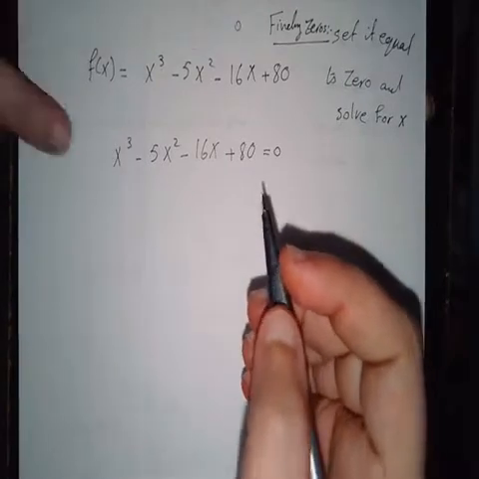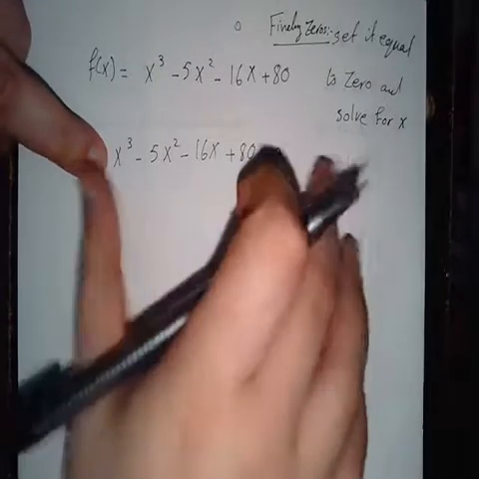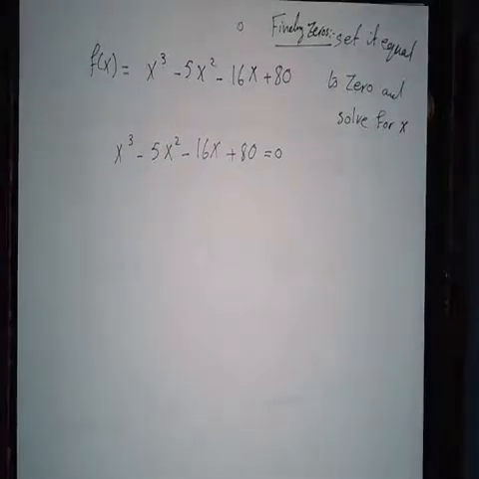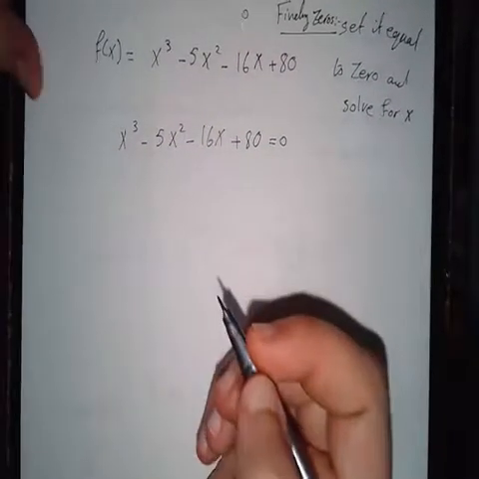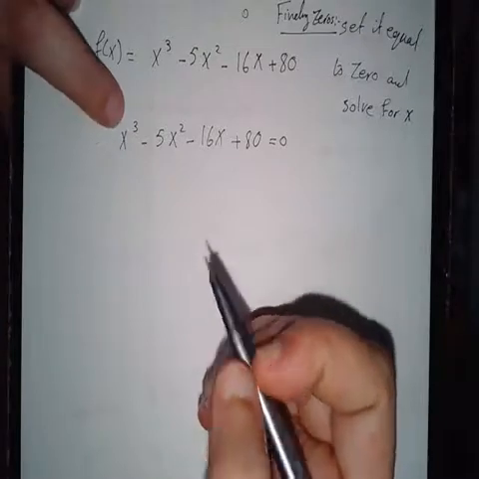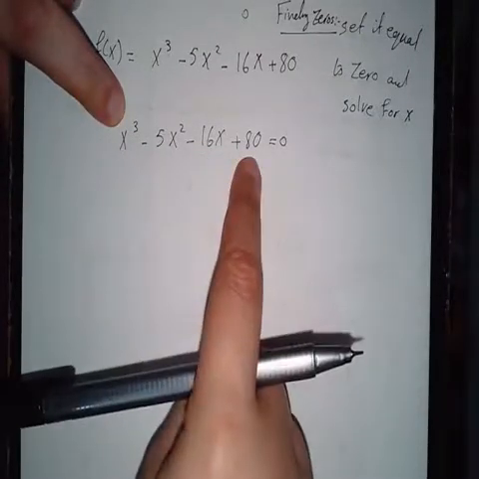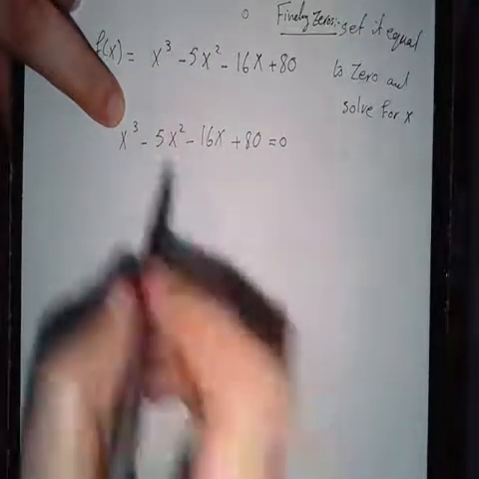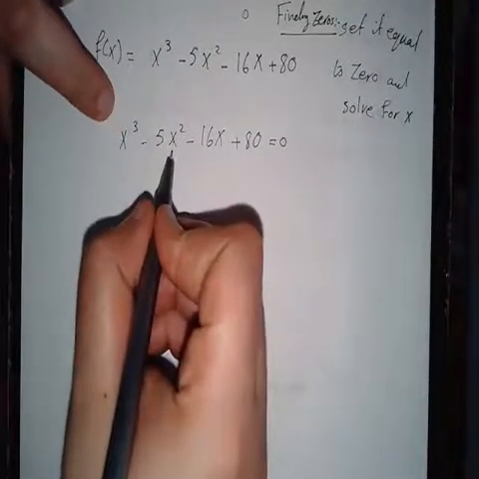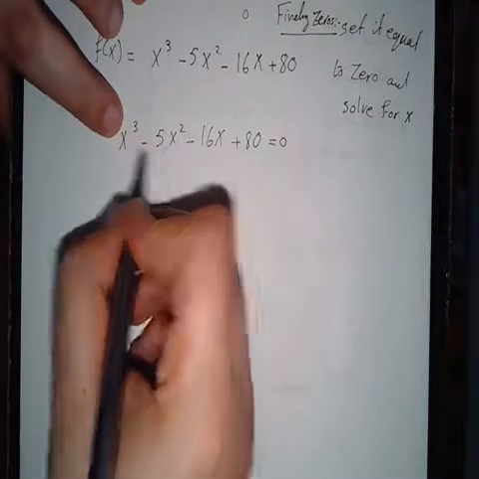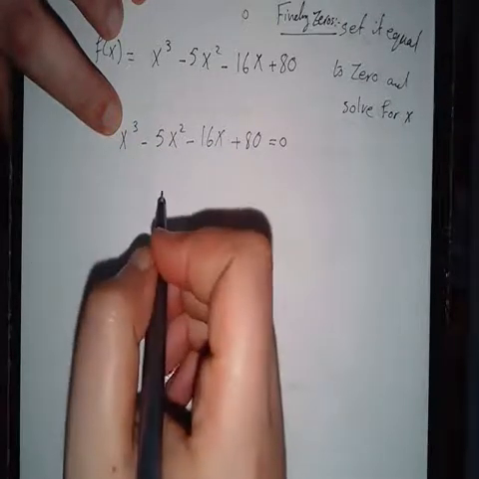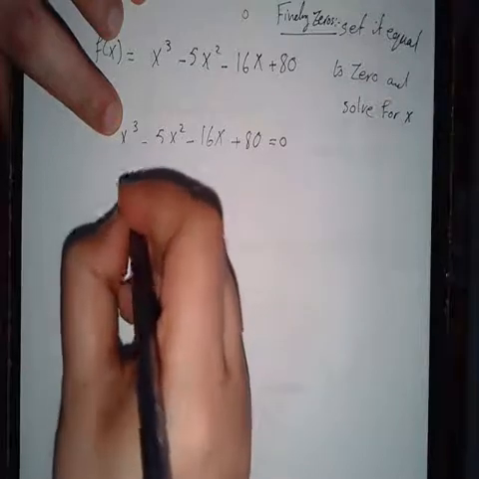Alright, so after you set it equal to 0, now we solve this, and the easiest way, since this is a cubic, is to factor. So let's do that. Let's try to spot patterns here. The 16 and the 80 have a number in common, so we could probably factor a number out of there. Over here, however, you have negative 5x squared and an x, so if I want to factor something out, it would probably be x squared.